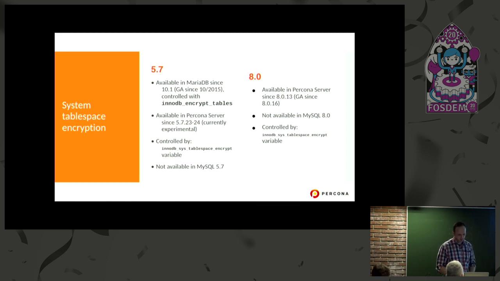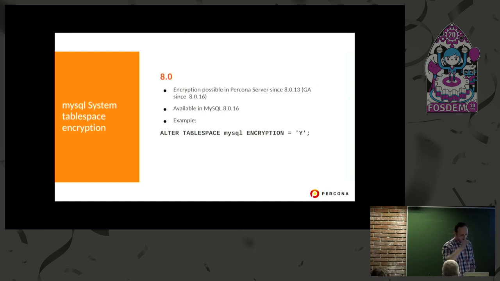So there's an important limitation with this. You can use this only when you are initializing the database. You cannot convert the system tablespace from the encrypted state to the unencrypted, or vice versa. So if conversion is needed, you create a new instance with initialize. You set up the innodb_sys_tablespace_encrypt in your config file, and then you start the service, and then you move your data to that instance.